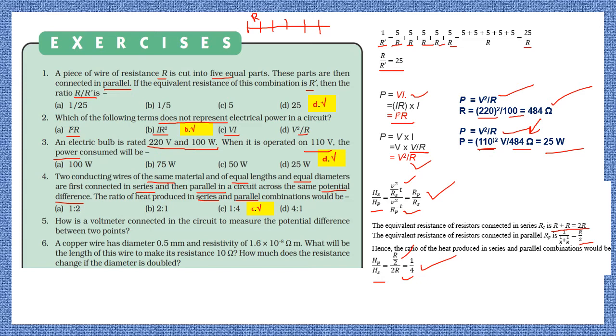Now question number 5. How is a voltmeter connected in the circuit to measure the potential difference between 2 points? If you remember, I told you a voltmeter is always connected in parallel.